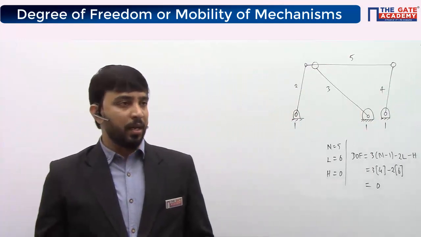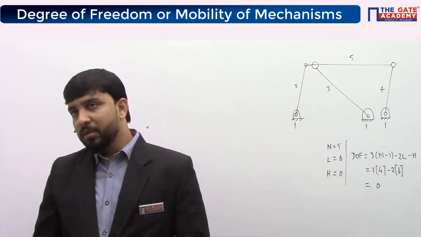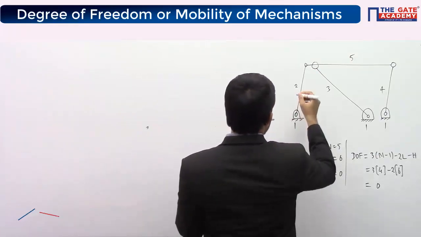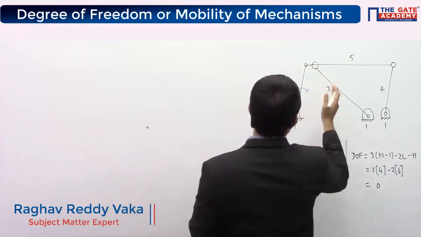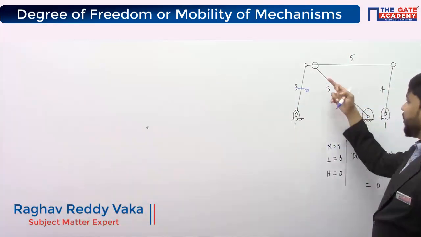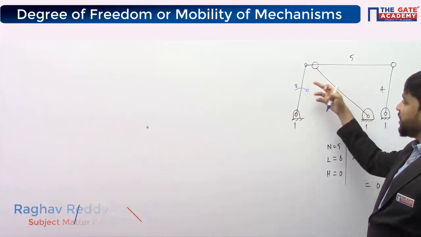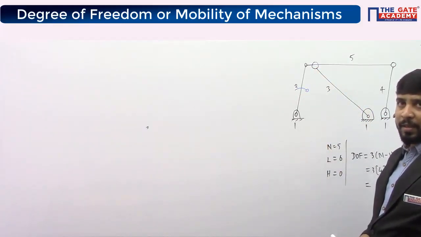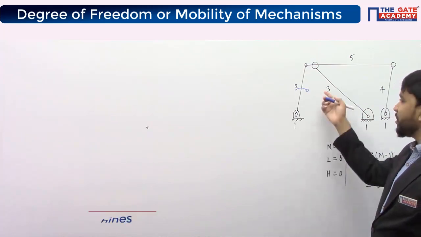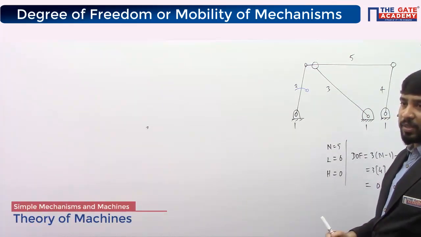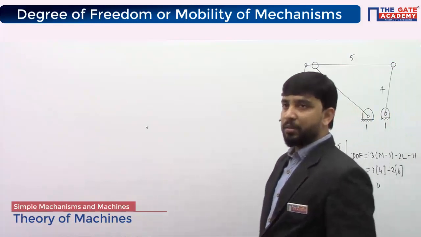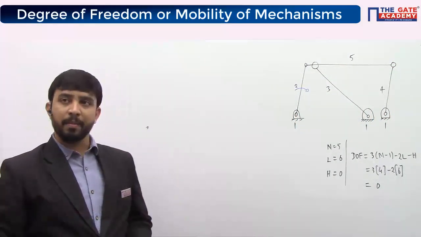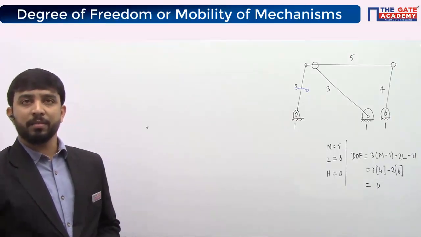Degrees of freedom is 0, and if you look at the mechanism, even when you try to move these links, you cannot move them. When I try to rotate link number 2, I cannot rotate it because link number 3 is very long. So rotation of link 2 is prevented because of the length of link 3. So degrees of freedom is 0. You cannot move anything in this mechanism.